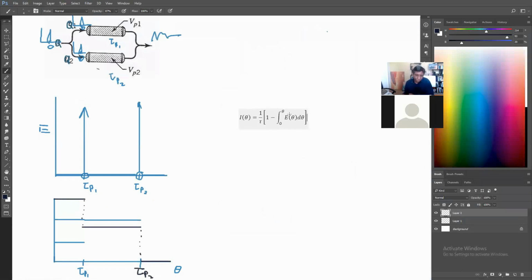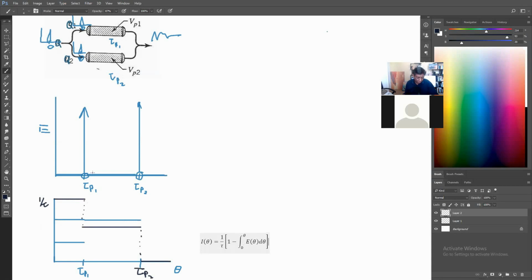Let's think a bit graphically about how to produce the curves that we've just described from this formula. You can see here, we are integrating up to time theta for each value of theta. So if you want to know I at a specific value of theta, then you have to integrate from naught to that value of theta. If you are interested in the value here, you can see it's zero for all points up to tau P1. So E of theta is zero here, and the integral of zero is, of course, zero. So this is one minus zero, so that's one. So it's one over tau here. What that tau means, we'll talk about just now, but that's the value there.